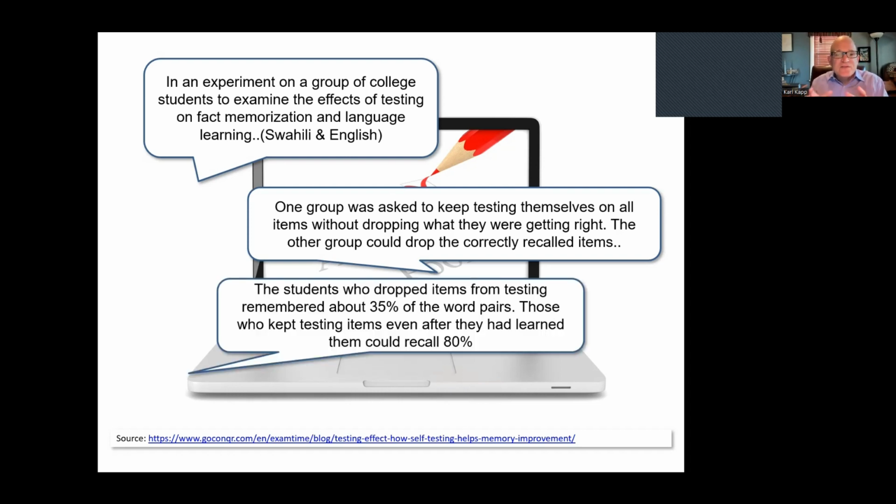Interesting finding. The students who dropped items from testing remembered only about 35% of the words. But those who kept testing themselves, kept forcing themselves to recall that knowledge, and it's not fun once you know it to recall it, however, improved as much as 80%. They could recall 80%. So that difficulty of having to recall what you already know, and it's not that difficult because you already know it, actually improved the learning in the long run. So going over things that you already know can actually be very helpful from a learning perspective.